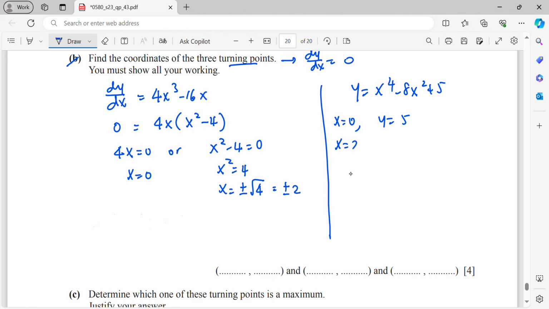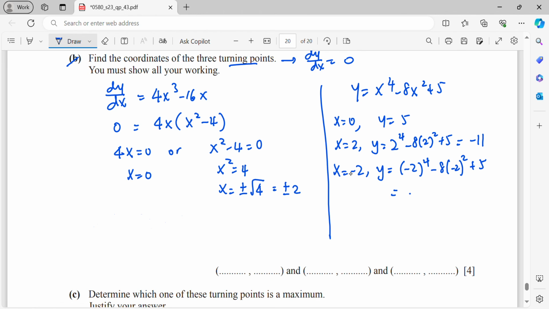So when x equals 2, my y is 2 to the power 4 minus 8 times 2 squared plus 5. Then this is going to be minus 11. So when x equals negative 2, my y is negative 2 to the power 4 minus 8 times negative 2 squared plus 5. Then this is going to be minus 11 as well. So now I get 3 points: (0, 5), (2, -11), and (-2, -11).